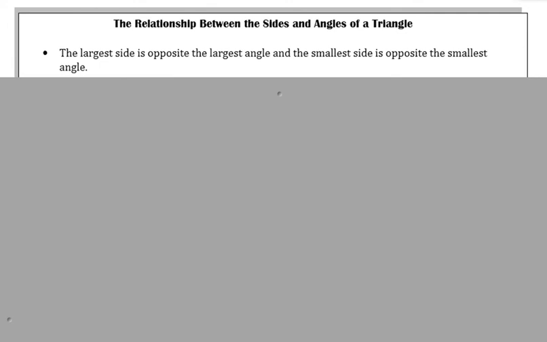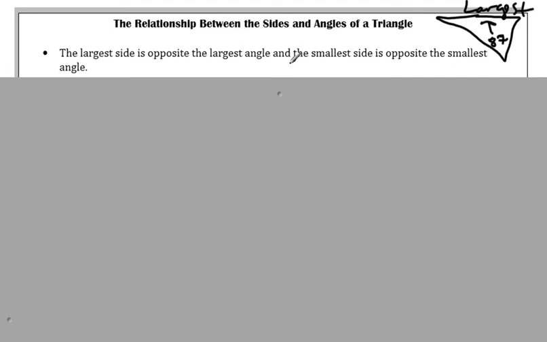Okay, this is based on the reading activity that you did, and it says the relationship between the sides of a triangle and the angles. The largest side of a triangle is going to be opposite the largest angle, and the smallest side of a triangle is going to be opposite the smallest angle. So let's say the largest angle in this triangle is 87. If this is the largest angle, then its opposite side, or the side across from it, is the largest side.